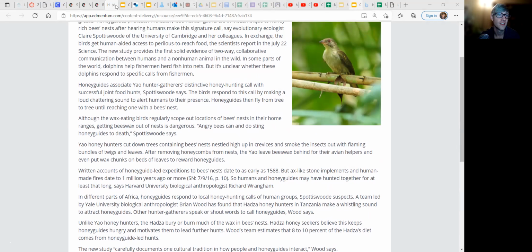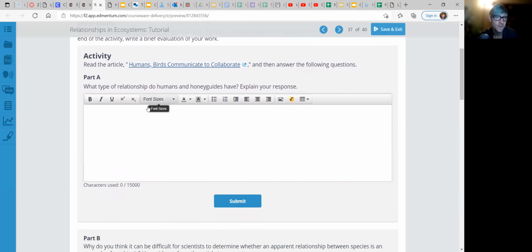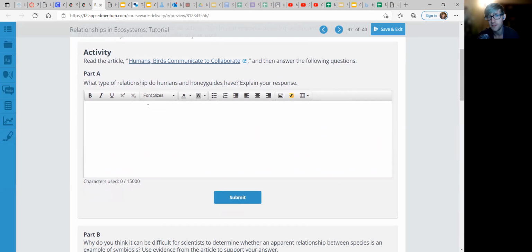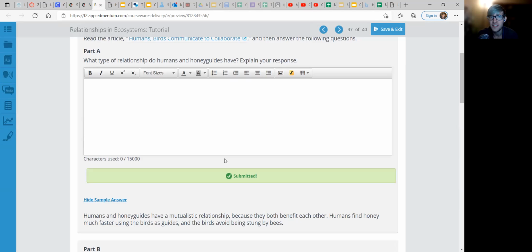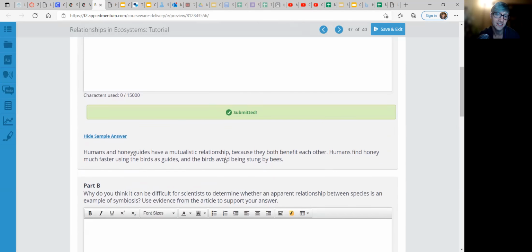And then we'll go back to the activity. Part A. What type of relationship do humans and honey guides have? Well, as we saw in the article, this is a mutualistic relationship, as in they both benefit from this endeavor. Humans find honey much faster using the birds as guides, and the birds avoid being stung by bees. So a mutualistic relationship is a win-win, and this is a case of win-win.